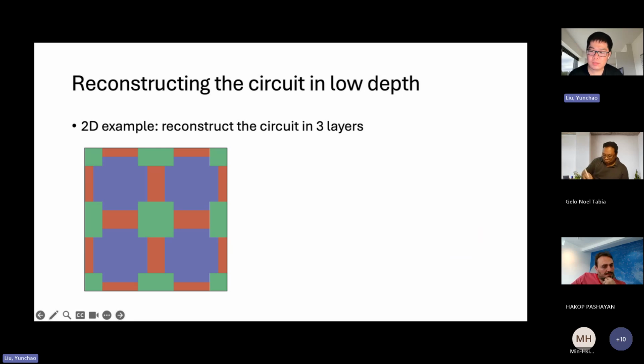I will tell you this example in 2 dimensions. Here we have a picture which illustrates a 2-dimensional system, and we divide this system into different regions with 3 colors: red, green, and blue. This coloring is very interesting because if we look at each individual region, such as a small green region, then every small green region is far away from every other small green region. They are separated by some distance. Similarly, every red region is separated from every other red region by some distance, as well as the blue.